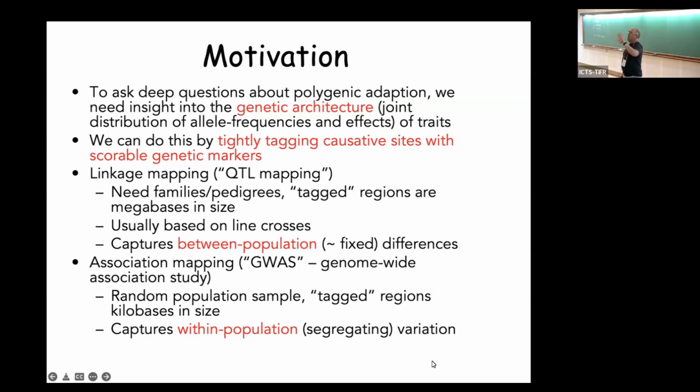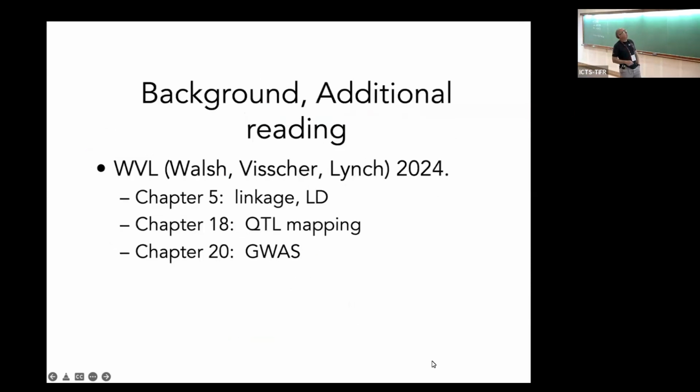The largest meta-analysis is about 7.5 million individuals looking at height. You can do that because in a GWAS setting, you're not using relatives. We'll talk about why that comes up. So we're going to talk about linkage mapping and association mapping here.